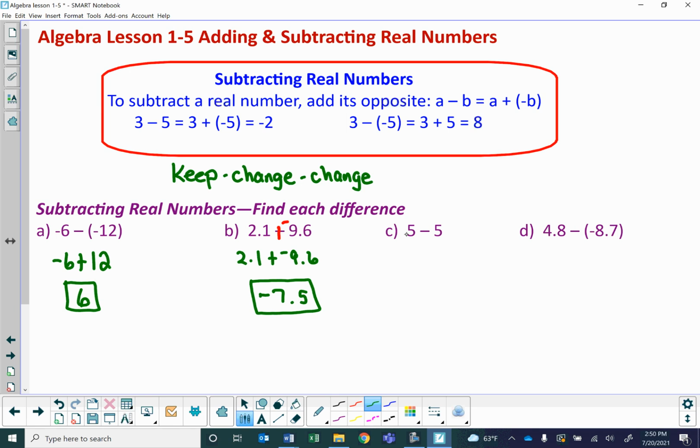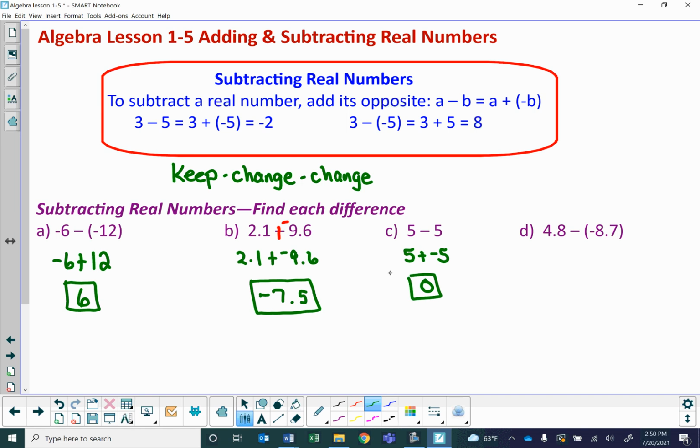I know you can probably do this in your head and you're like, I did this in first grade. Well, of course, I hope you did. But if we think of it in terms of algebra, we're going to keep the 5, change the subtraction to an addition, change the positive 5 to a negative 5. So we've got 5 plus negative 5, which is 0.